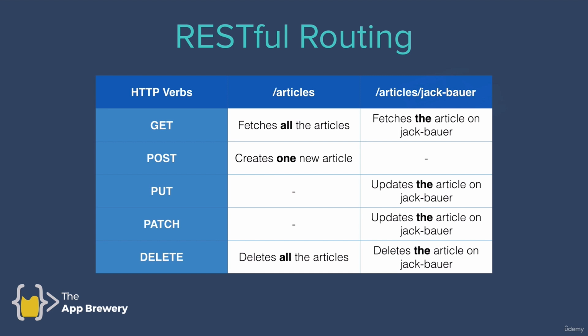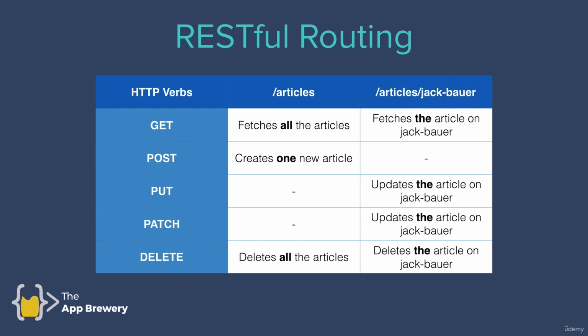Now, if we created a route for articles, then when a client makes a GET request to /articles, it should fetch all of the articles. And when they make a POST request to the /articles route, then it should create a single new article and add it to our database of articles. And when we make a DELETE request to /articles, then it would delete all the articles in our database.